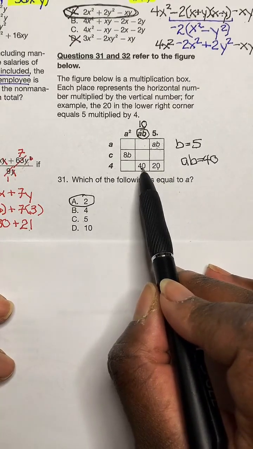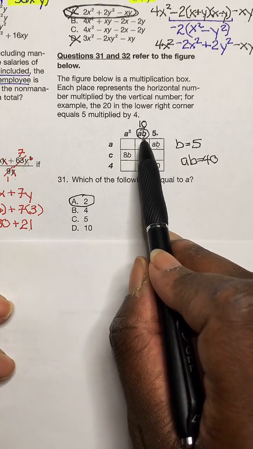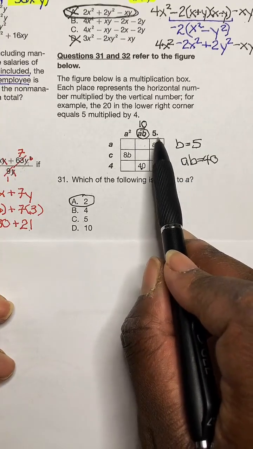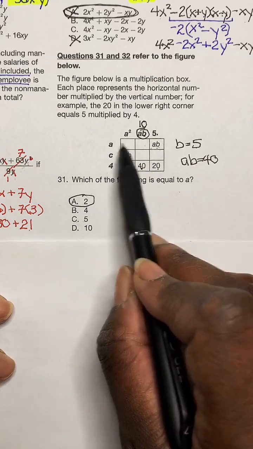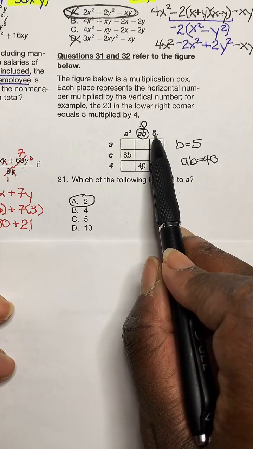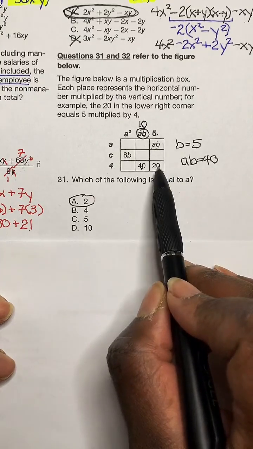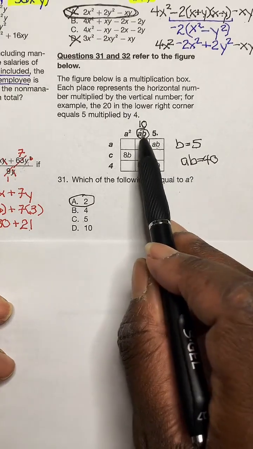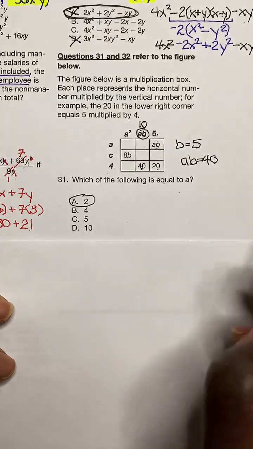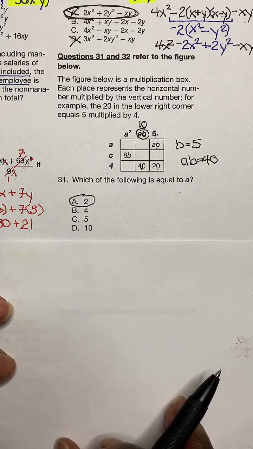So 5 times 4 gives me 20. 4 times what gives me 40? 4 times 10. But I know that my B is going to be 5, because if I have 5 times A, it will give me 5A. And then 5 times 4 will give me my 20. So in order for me to get 10, 5 times 2 will give me my 10. So it will be A.